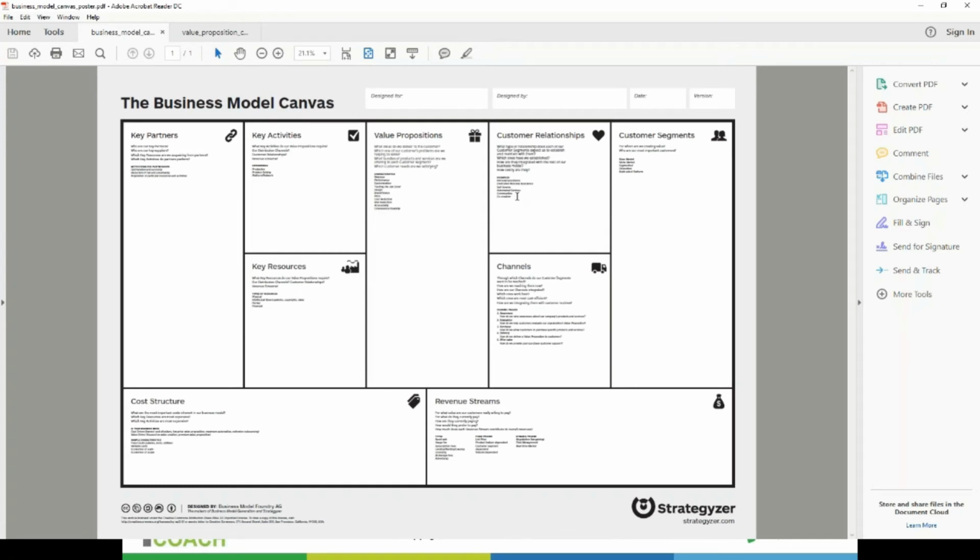The second building block is customer relationships. These are specifically about what kind of relationships you have with the customer. You might have a business where there's personal assistance, where you have a one-on-one relationship with the customer. You might have dedicated personnel assigned to individual clients, maybe account managers or whatever. Maybe it's a self-service type of relationship or automated in some way. Maybe it's a co-creation where your customer is engaged in the co-creation of a product.